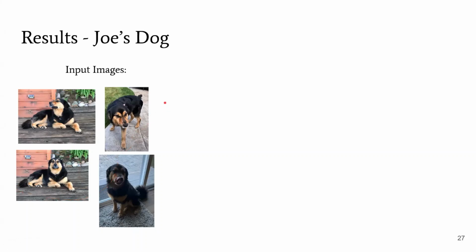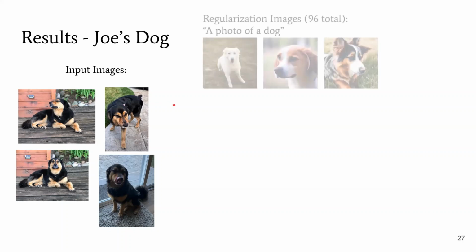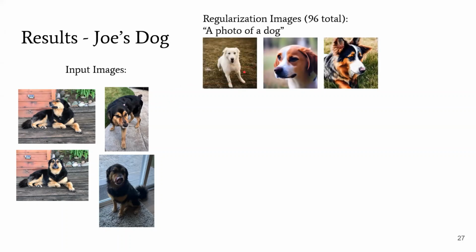So the first step when you're training these is you need to make the regularization images. That's going back to what Niall explained with the prior preservation loss. You need generic photos of your class, which in this case was dog. And we had 96 total images of that.